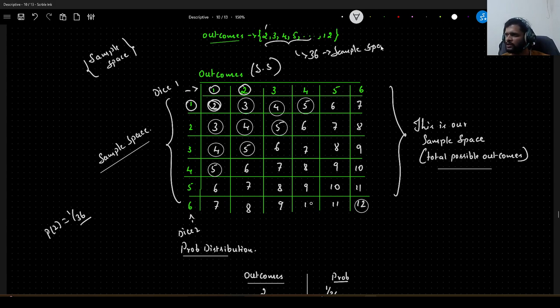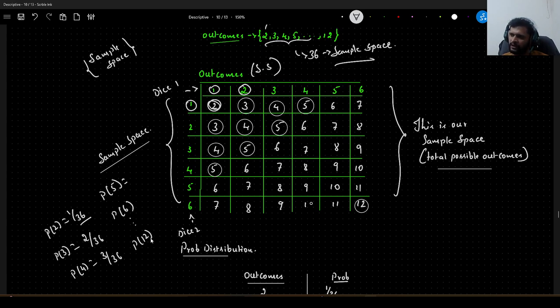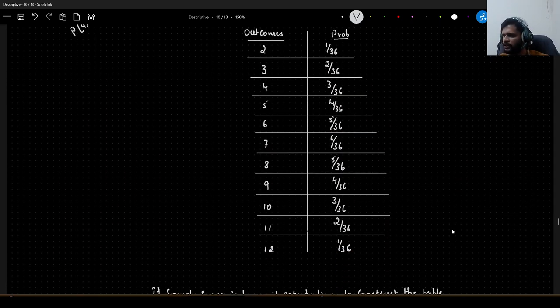Okay. Don't worry about this particular term sample space. I will cover this in my other videos. Okay. So now, similarly, what is the probability of getting 3? So we can get 3 in 2 ways out of a total of 36 possible outcomes, right? So that is 2 by 36. Okay. Similarly, the probability of 4 is 3 by 36. So likewise, we will list all the probabilities for all the possible outcomes, all the way up to the probability of getting 12. So that's what I have written here.